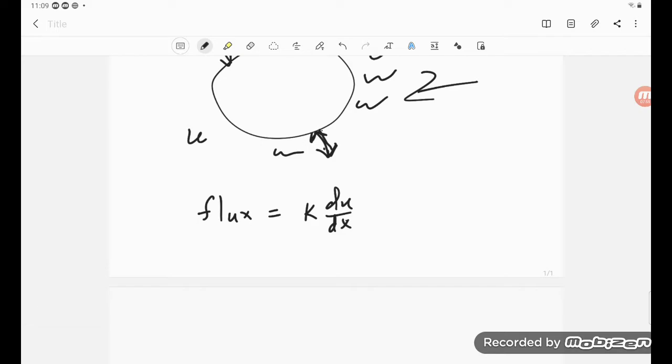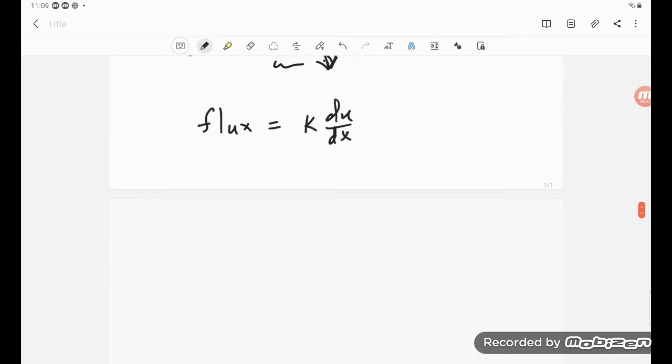But then it's also the case that we know from Newton's law of cooling, and you should have seen this in either Calculus 1 or Calculus 2. If you had me, you definitely saw it in Calculus 1.